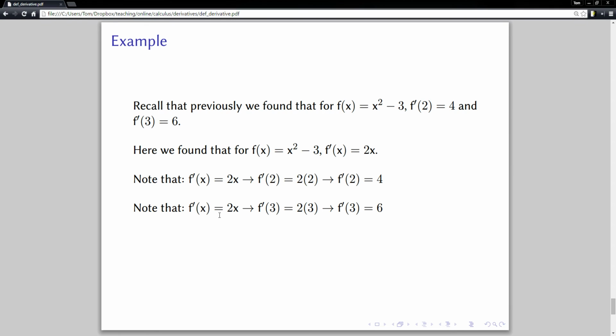And the same thing is going to happen for f prime of 3. The derivative is 2x, and so if I want to find the derivative at the number 3, then what I can do is just plug a 3 in here. I get 2 times 3, and that comes out to be 6.